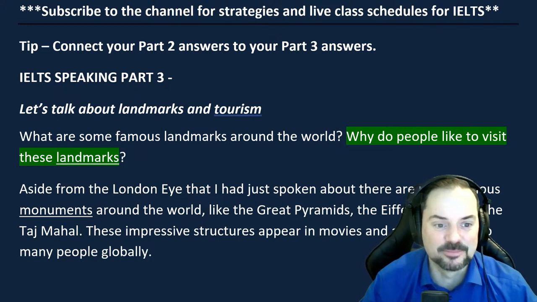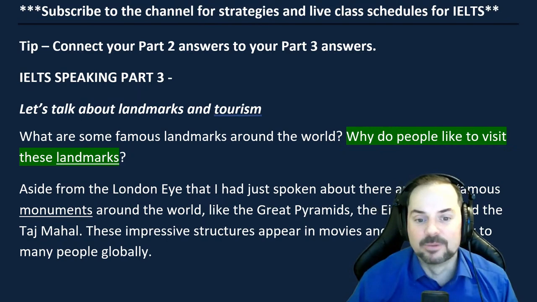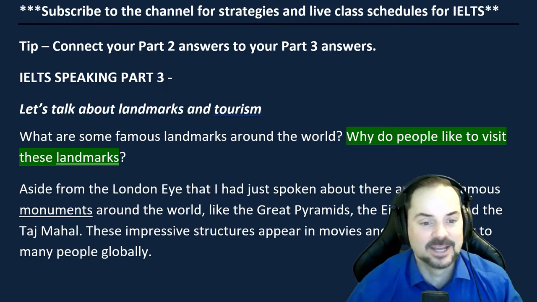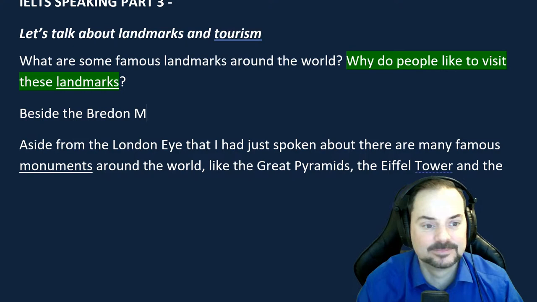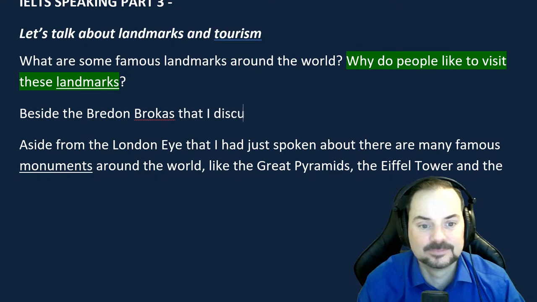All right, Andrew. Well, with that interesting bit of knowledge out of the way, let's talk about landmarks and tourism. How does that sound? Excellent. All right, then let's get into it. Here we go. What are some famous landmarks around the world? Besides the Brandenburg Gate I've discussed in part two, most people are also familiar with the Eiffel Tower in Paris, with Buckingham Palace in London, and the Statue of Liberty in New York.